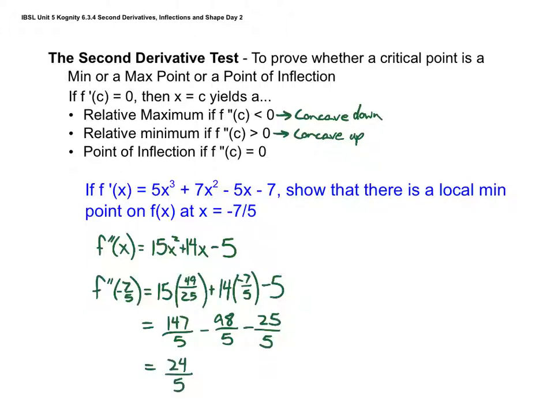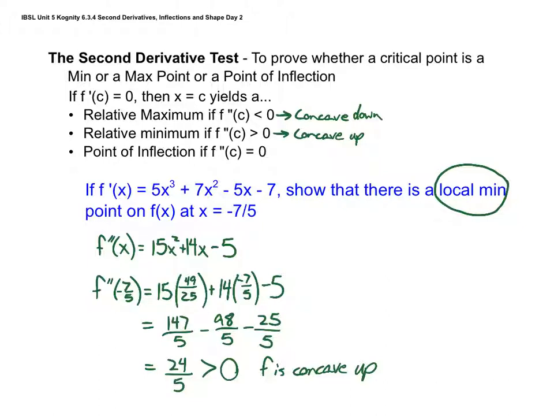But really all we care about is the sign. So that is greater than 0. So that means that f is concave which way here? It's concave up. Which means that there is a local minimum. That's right. Okay? So there is a local minimum point at x equals negative 7/5.